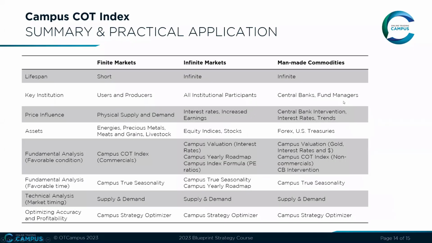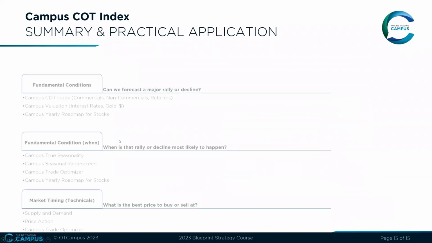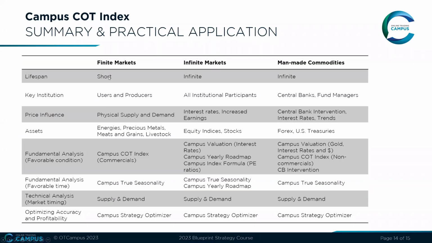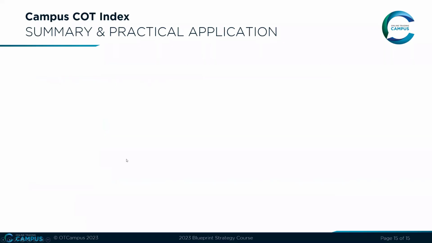So if you still think about this on our first lesson, right? Our first lesson of the strategy course, we talked about these are the questions that we have to ask. Can we forecast a major rally or decline? Well, what are we going to look at? Depending on what market we are trading, if we're trading a finite market, then we're going to look at the Campus COT index and we're going to look at the commercials.